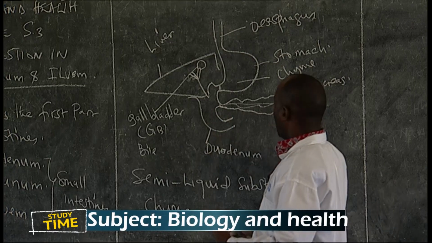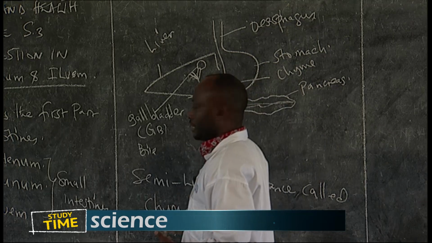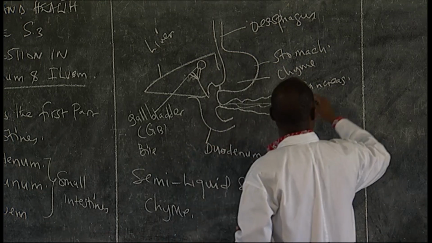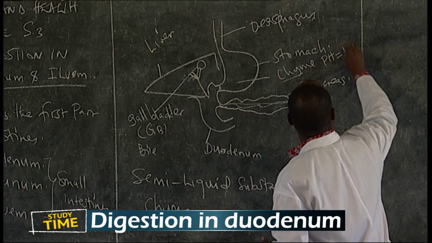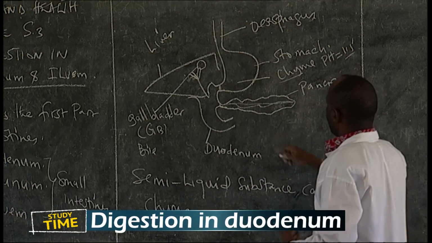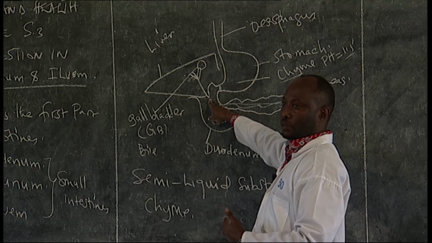Now, after reaching the duodenum, we know the chyme comes from the environment in the stomach, where the pH is around 1.5. Now, if that chyme is going to be raised into the duodenum, it means it has to be neutralized.